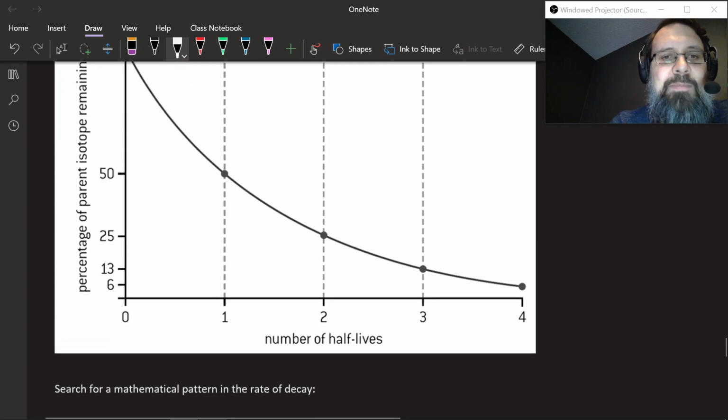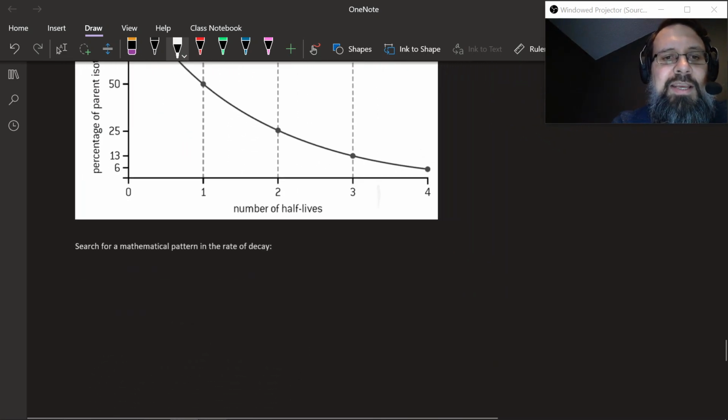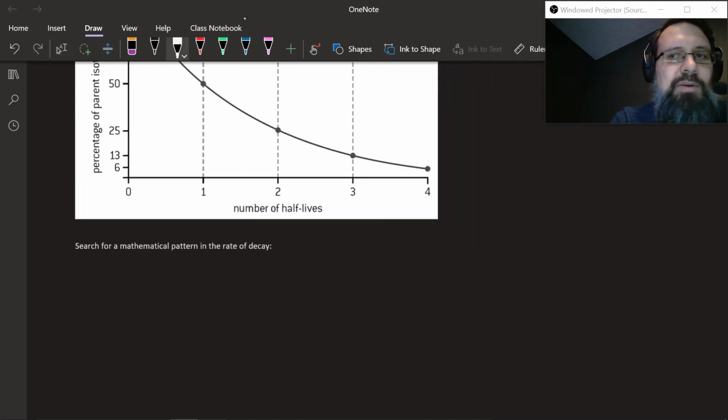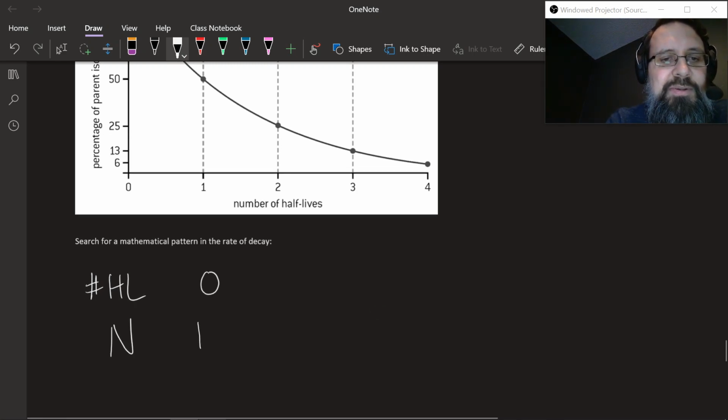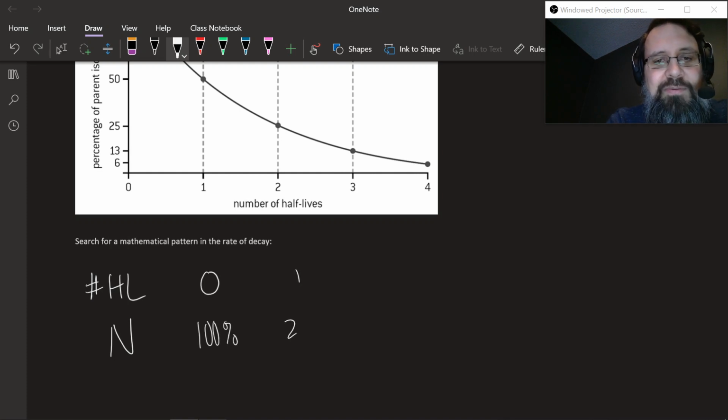I want to find a mathematical pattern. So what we're noticing is, when the number of half-lives, I'll call that n, let me do it like this: number of half-lives, and then the number that remain. When there's 0 half-lives, 100% remains. After 1 half-life, there's 50%. After 2 half-lives, there's 25%.